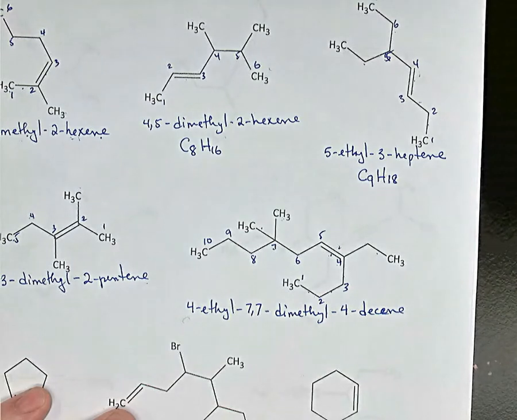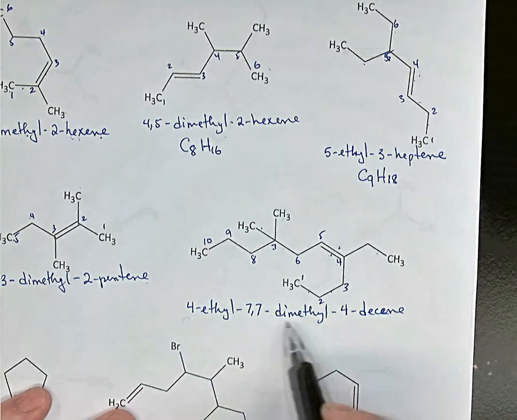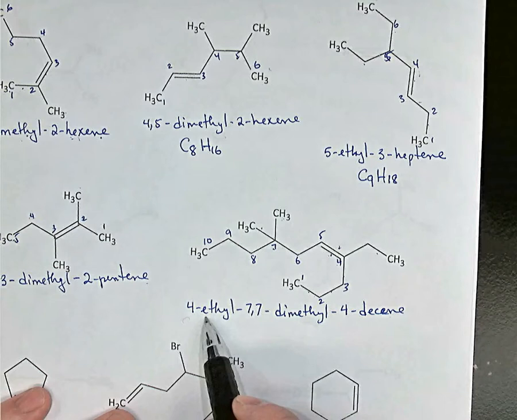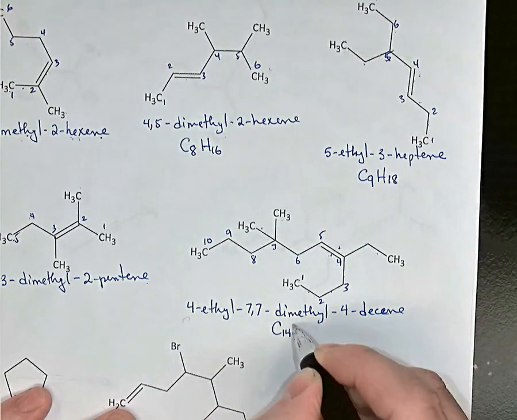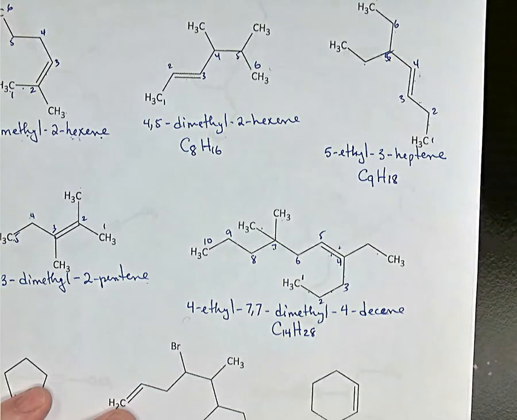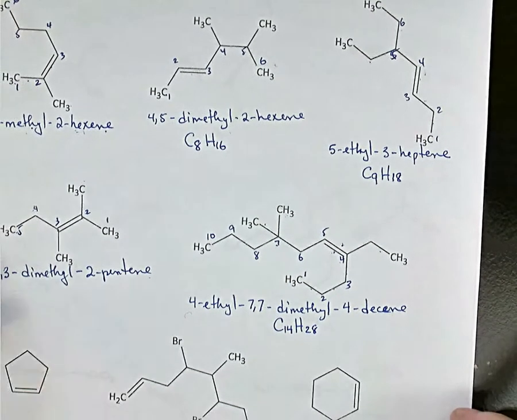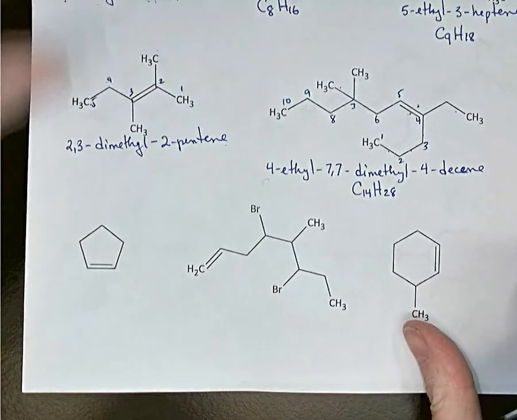Okay, there's a pretty ugly name. 4-ethyl, 7,7-dimethyl, 4-decene. Its molecular formula, though, is not that hard. 10 carbons plus 2 more is 12, plus 2 more is 14. So C14H28. I don't have to sit and count them because I know the generic formula of an alkene, CnH2n.